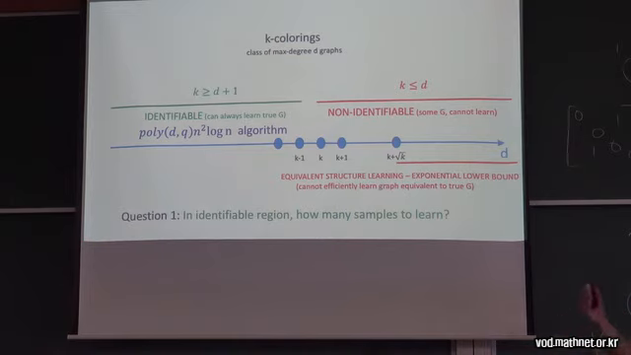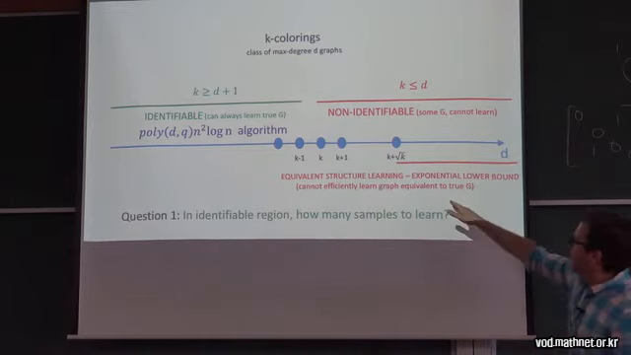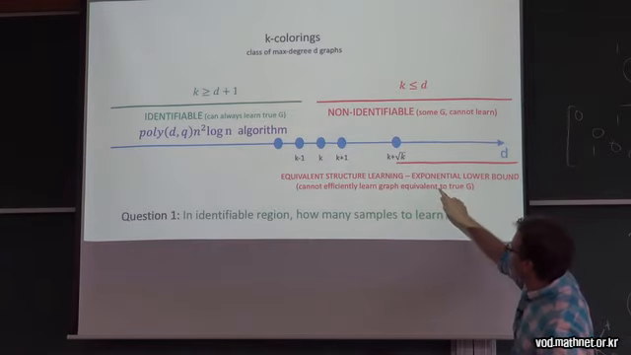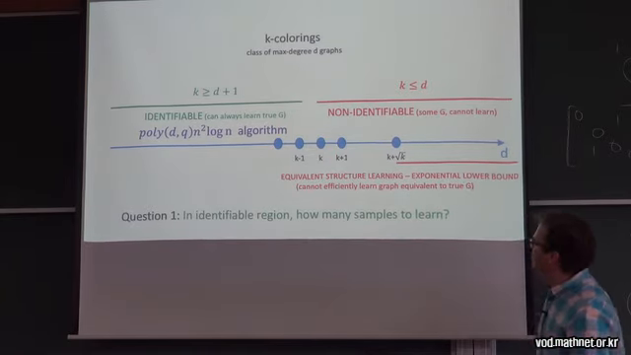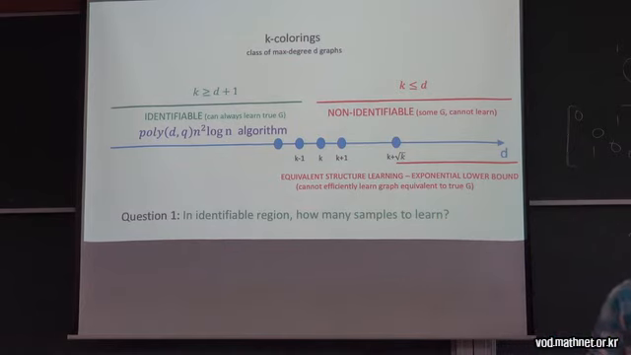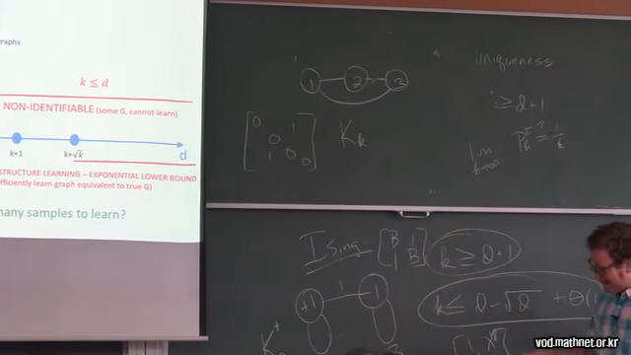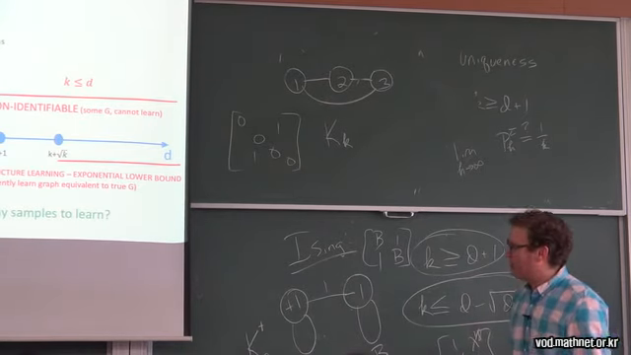Give me a graph which is equivalent, but the time it takes to find an equivalent graph is exponential in n. So the number of samples you need is exponential in n when k is smaller than d minus square root d. When k is at least d plus 1, then we can do it quickly. And in between, we have some stuff, but we don't really know.